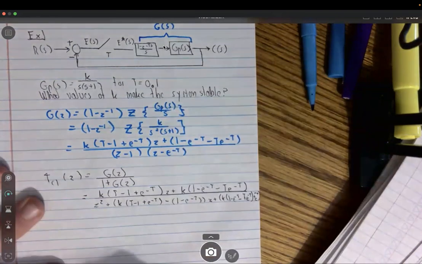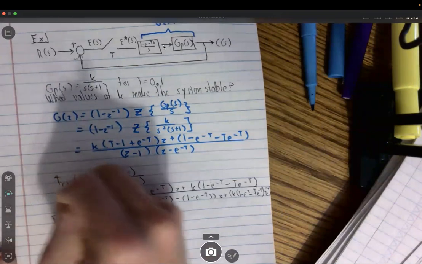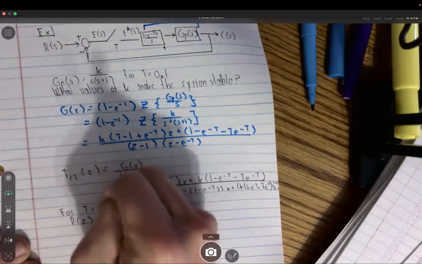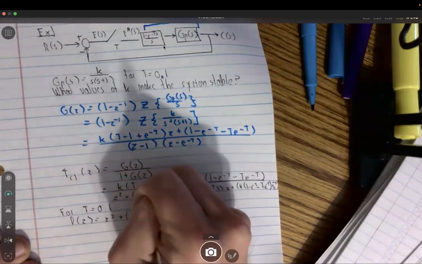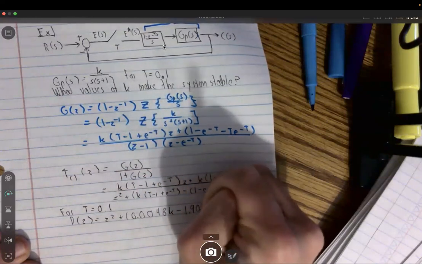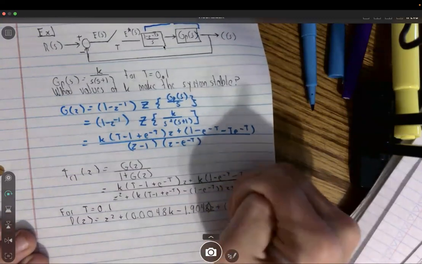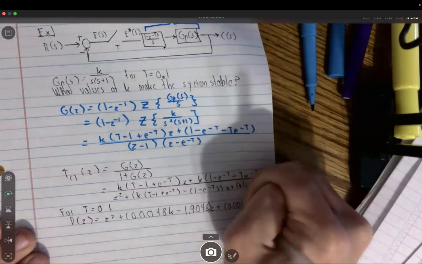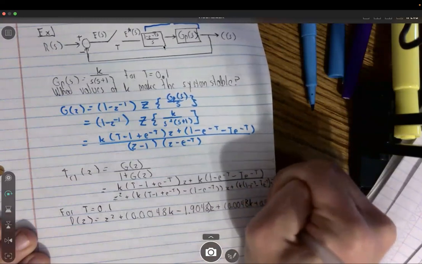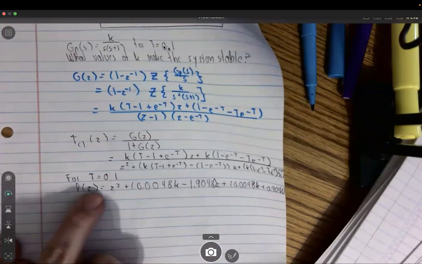Okay, so here, what you're going to notice is for T, we can now plug in T equal to 0.1. Our characteristic polynomial is going to equal Z squared plus (0.0048K minus 1.9048) times Z, and then plus 0.0048K, and then plus 0.9048.